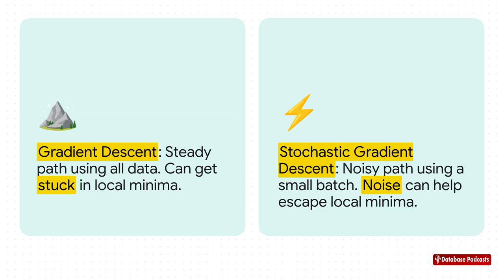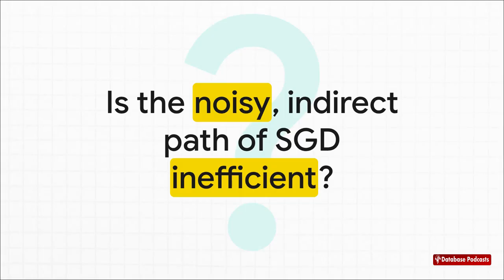But here's the really cool part. That randomness can actually be a good thing. It can help the model jump out of these little shallow valleys where the slower, more careful method might just get stuck. Okay, but let's be honest. That zigzag path looks kind of inefficient, doesn't it? It feels like we're wasting a lot of energy bouncing back and forth. So, are there better tools? Can we get the speed of SGD, but make the journey a little bit smoother?